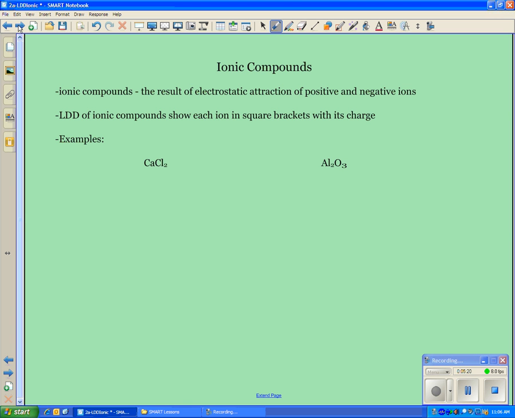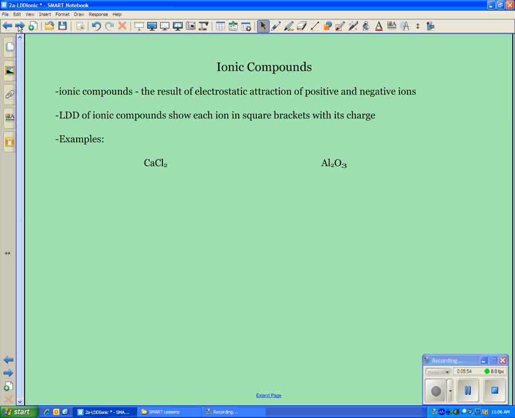Ionic compounds are the result of an electrostatic attraction of a positive and a negative ion. Might be a slightly different definition than what you remember from Science 10. You may have thought of it as a metal with a nonmetal. But if we include those polyatomic ions that are on your periodic table, we need a slightly different definition that's more inclusive. So attraction of positive and negative ions results in an ionic compound. We can use our Lewis dot diagrams of ionic compounds to show each one in square brackets, just like we did before with its charge.